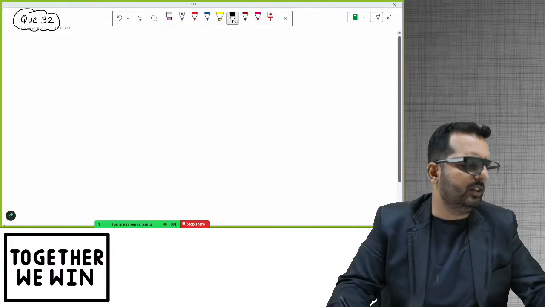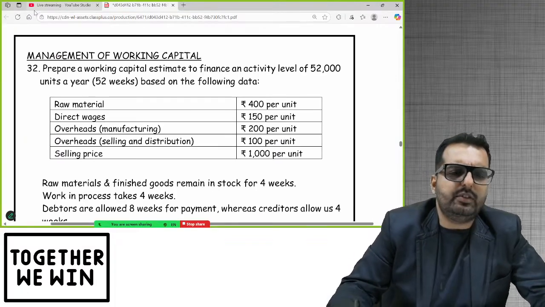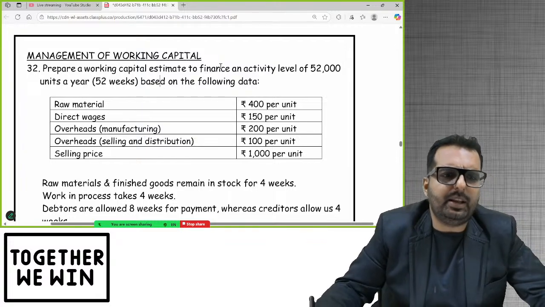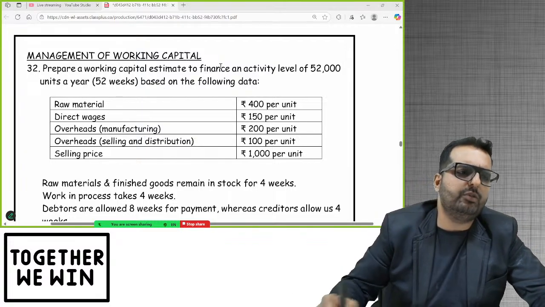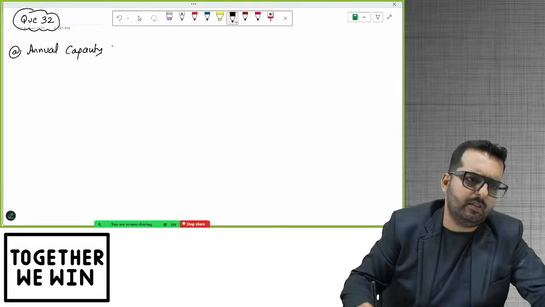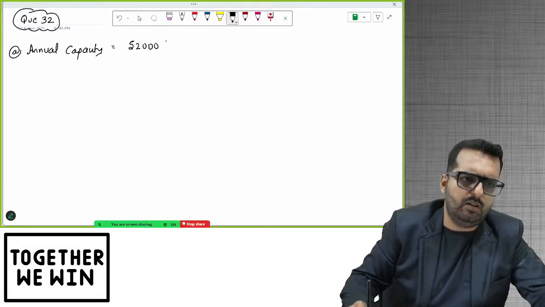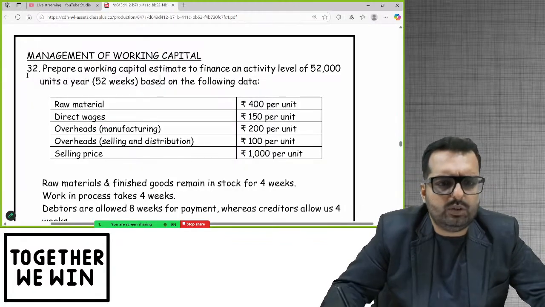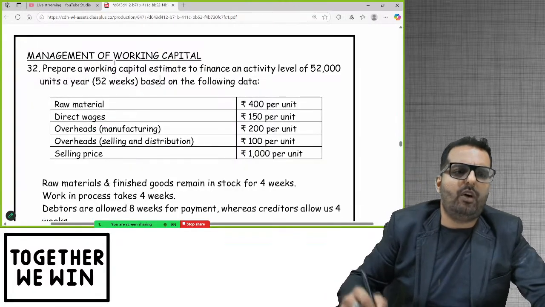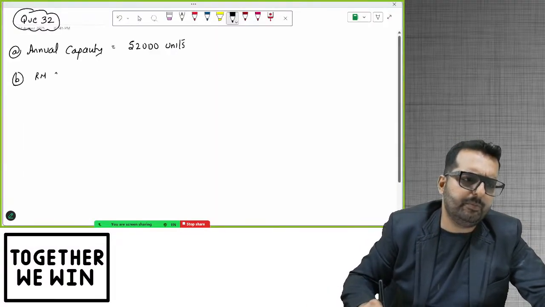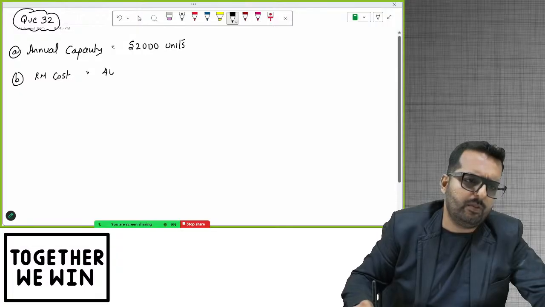Question number 32. So here they have given you the raw material cost. They have told you to prepare a working capital estimate to finance an activity level of 52,000 units in 1 year. Okay. So annual capacity 52,000 units in 1 year. 52 weeks are there. RM cost is 400 per unit.